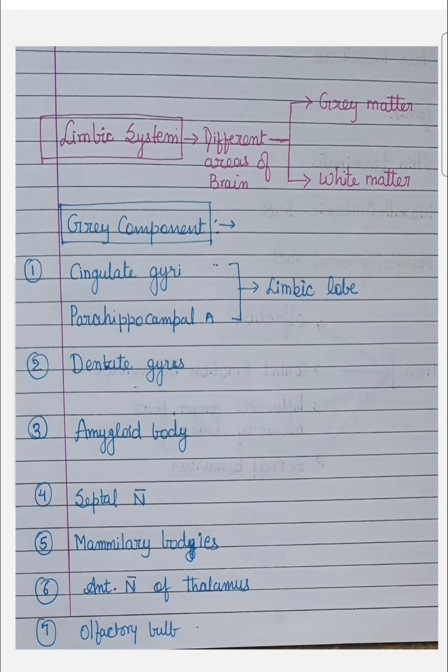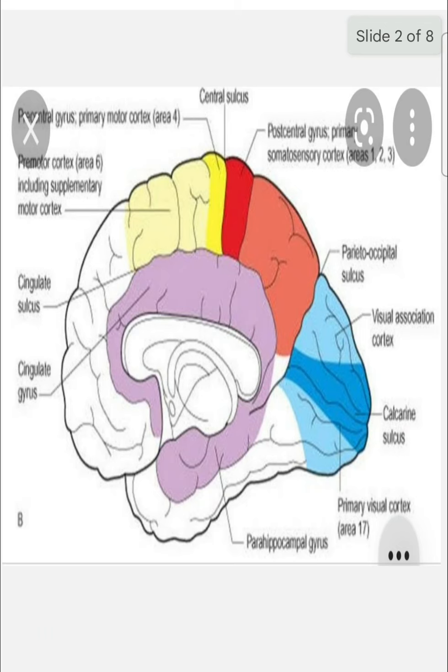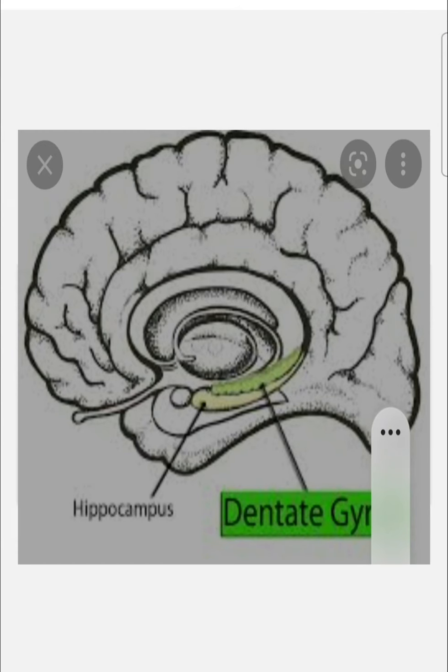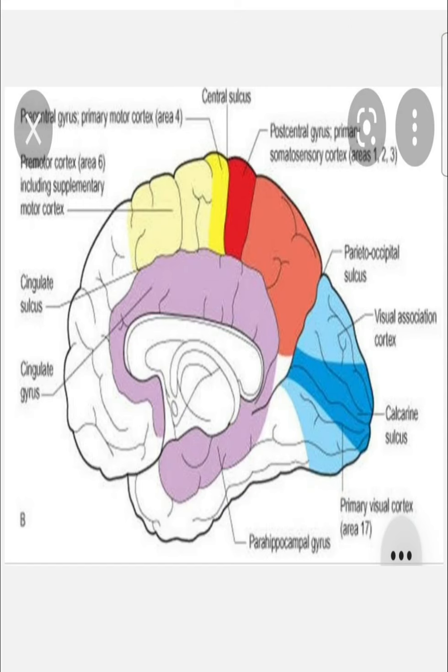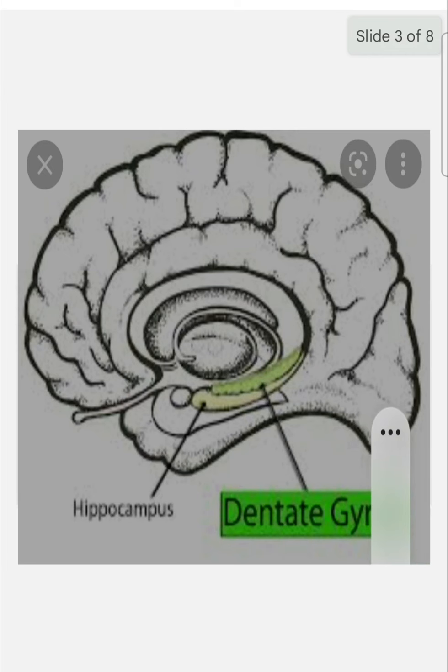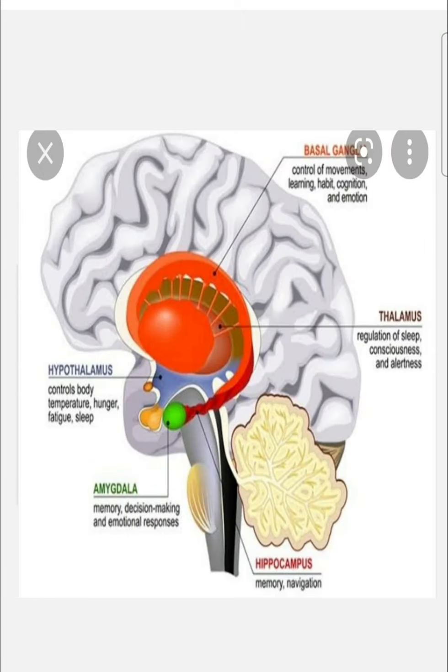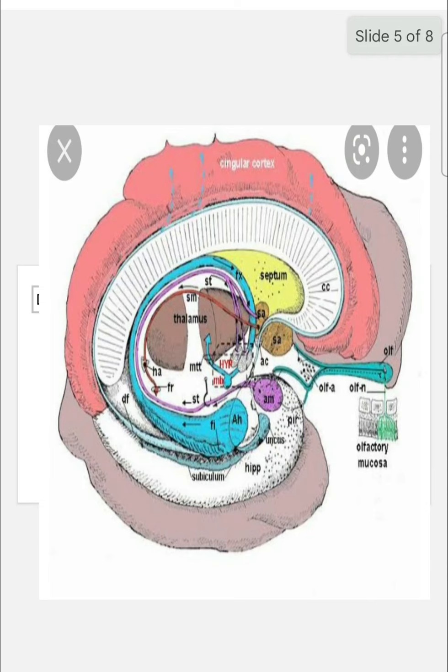So we have studied the different gray components of the limbic system. First is the cingulate gyri and parahippocampal gyrus, second is the dentate gyrus and hippocampal area, third is the amygdaloid body, and then the septal nucleus.